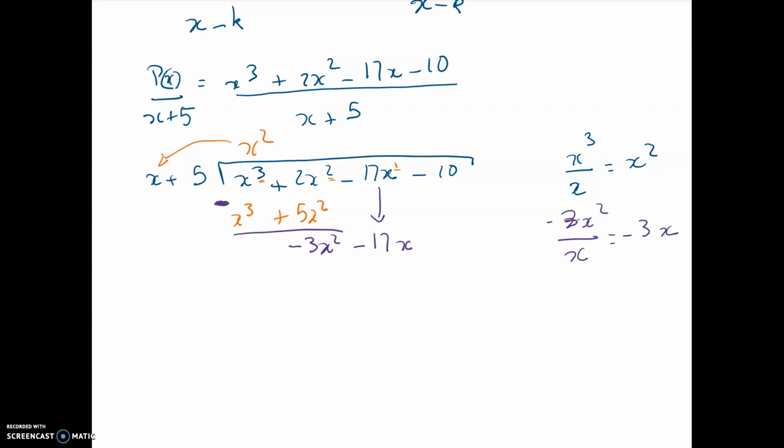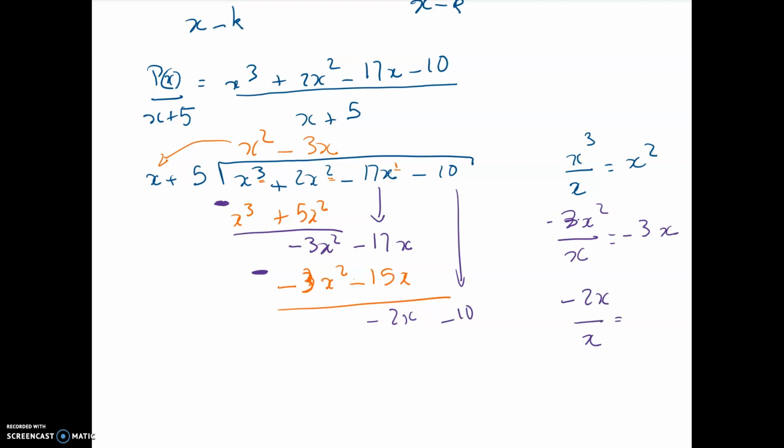So now I'm going to have negative 3x right here, and I distribute negative 3x to the x plus 5. That is going to give me negative 3x squared minus 15x. And again, I must subtract, because on the long division, I'm always subtracting. And so when I'm subtracting, I end up with negative 2x right here. I bring down the negative 10, and again, negative 2x divided by x gives me negative 2.